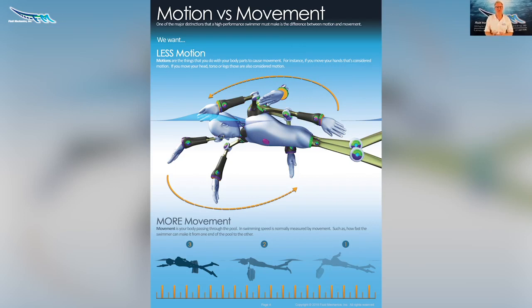And the idea and the concept is to take less motions and gain more movement. So you trade less for more, right? Or trade less for the same return, which is a positive move, but trading less for more is kind of the best move. So less motion and more movement.